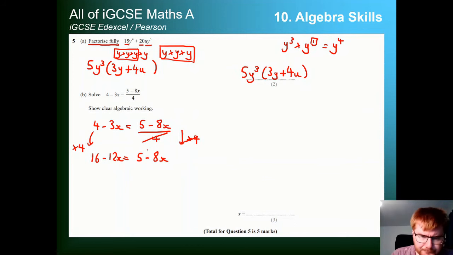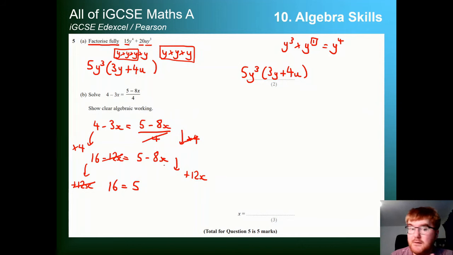At this point, I then have a look at which has the fewest amount of x's here. Well, that's the minus 12x. What's the opposite of minusing 12x? Plusing 12x on both sides. This cancels, giving us 16 here. And then 5 stays as it is for the moment. Minus 8x plus 12x is plus 4x, like so.